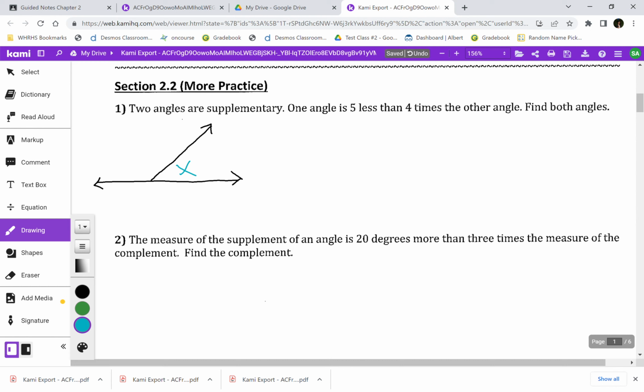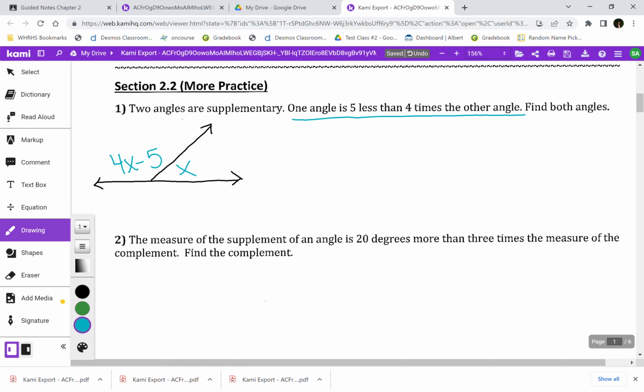And how am I going to represent the other angle based on what? Lexi, was your hand up or no? Good, based on the words, exactly. We're going to write the other angle based on the words. So it says one angle is 5 less than 4 times the other. Well, we've already assigned one angle as X. So the other angle is 5 less than 4 times X, which Lexi told us is 4X minus 5.